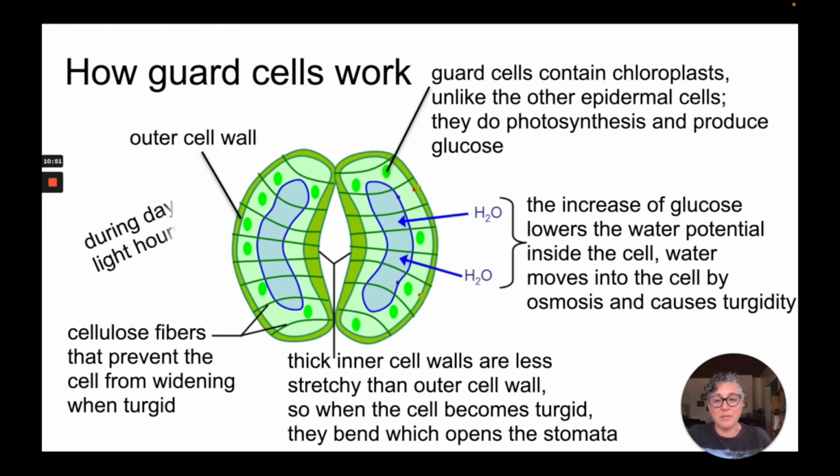Of course, all of this is happening only during daylight hours when photosynthesis happens. So stomata and the guard cells are closed during night hours. This is very important to understand why the guard cells open and close.